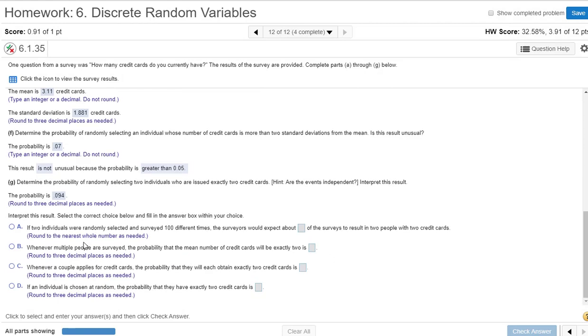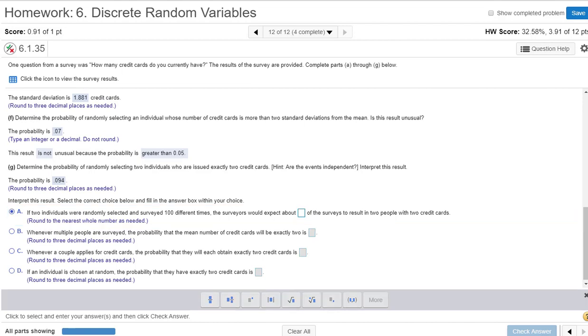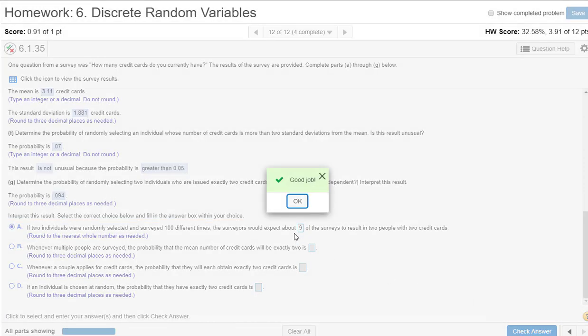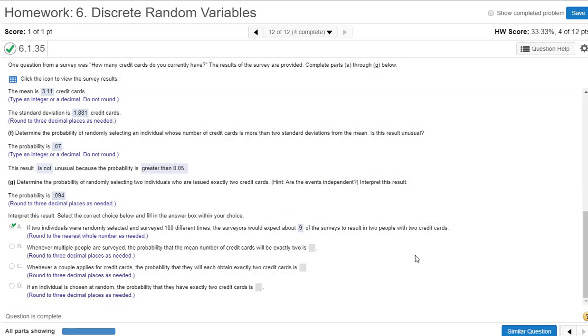Okay, interpret this result. Select the correct choice below and fill in the answer box with your choice. So again, think about what probability means. So if 2 people were randomly selected and surveyed 100 different times, the surveyors would expect about, and I guess we're going to round here, round to the nearest whole number is needed, right? About 9 of the surveys, 9.4% of 100, right? To result in 2 people with 2 credit cards. Okay, so I hope that helps.